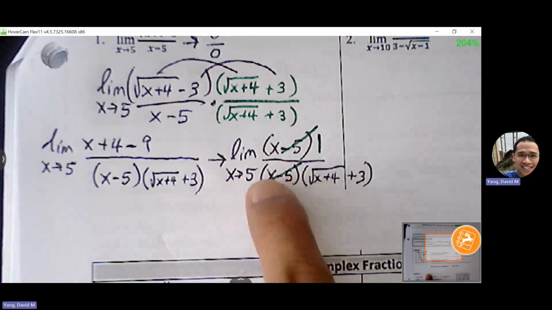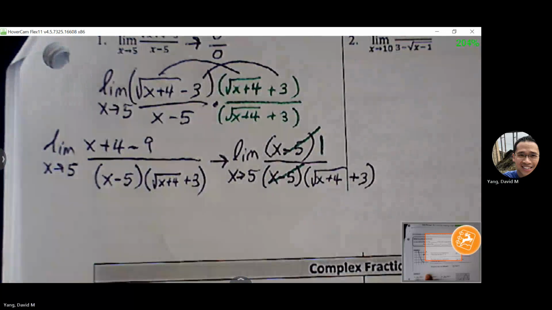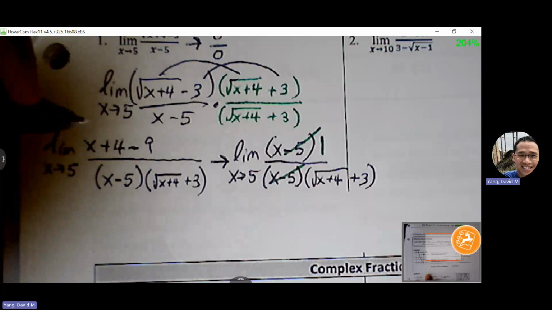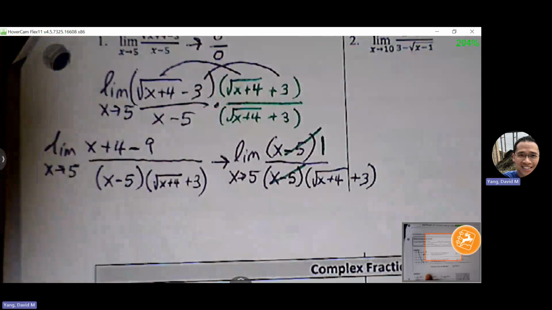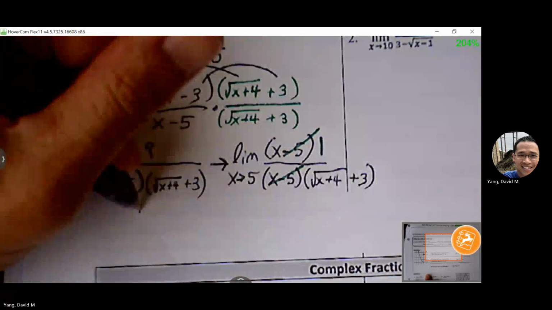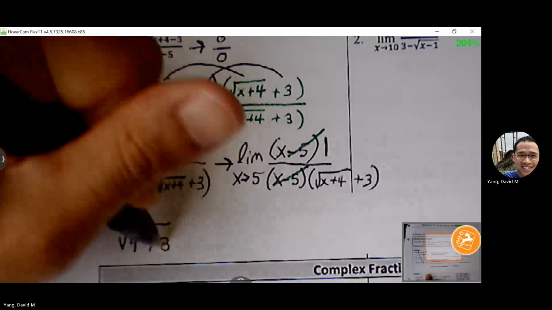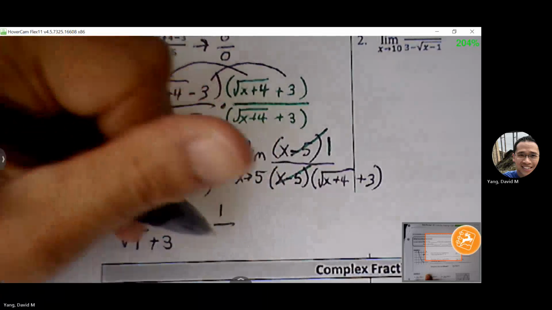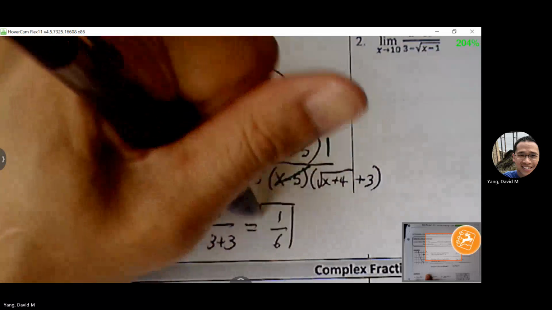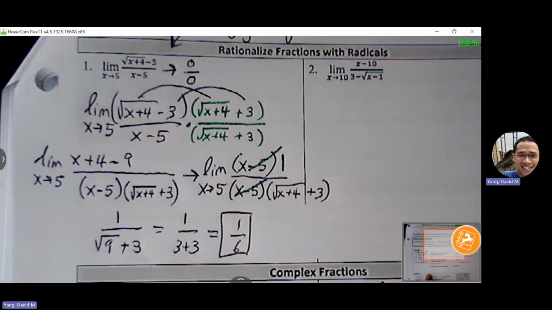Direct substitution, right? So any remaining x's, you're going to reevaluate. And then whatever number we get, we're hoping that we can now get a real number where before we were getting that 0 over 0. So if I replace x with 5, what do we get? Okay. Any questions so far?